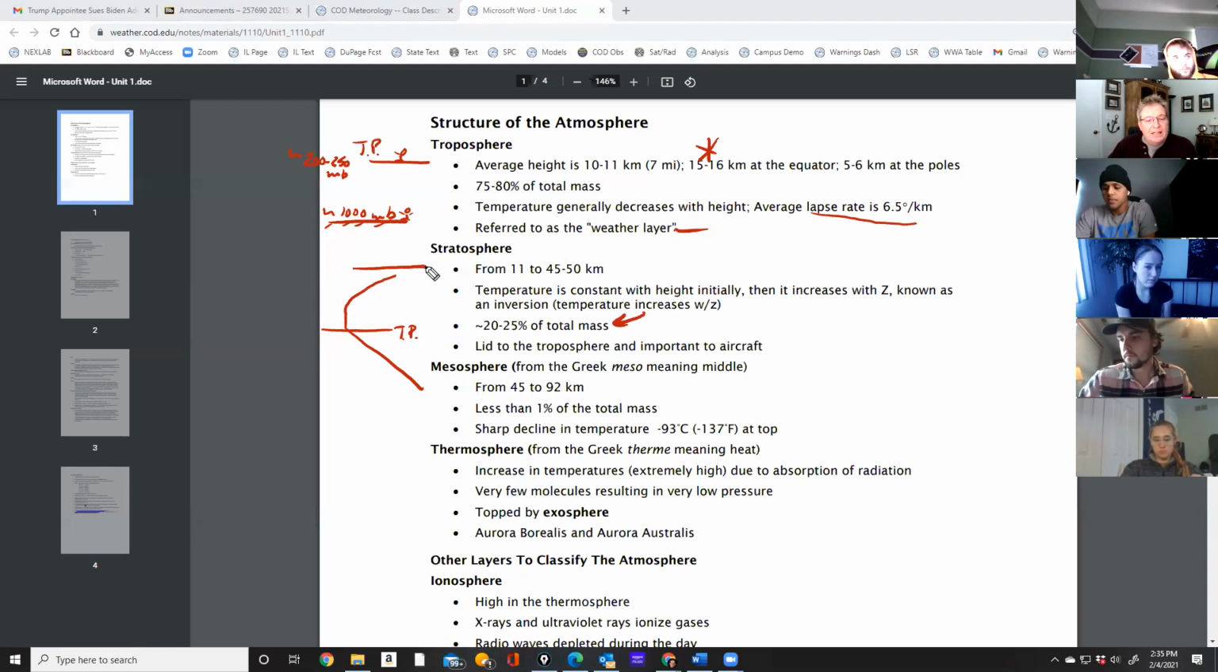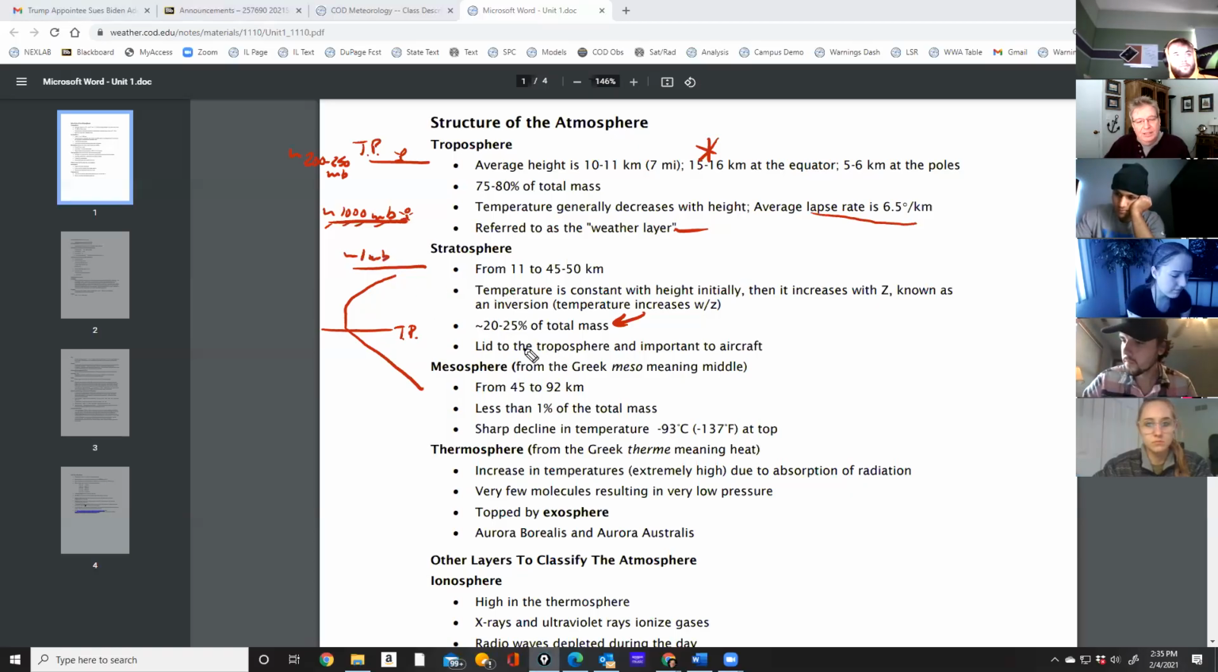So when I'm at the end of the stratosphere, which is called the what? What's the end of the stratosphere called? Stratopause, right? How much air is above me? Not a lot. I'm usually at around a millibar. It's a lid to the troposphere. Aircraft fly in the lower part of the stratosphere. And then the question is, why does the temperature go up?